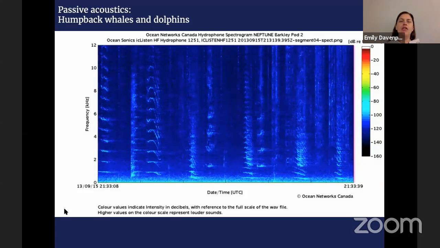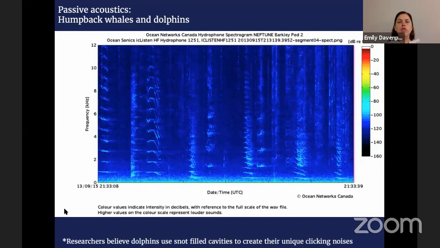Dolphins can do those squeaks and whistles, but they also can make clicks. Researchers believe that dolphins use a snot-filled cavity in their head to create these unique clicking noises. And the clicking is not only for communication, but also for finding food. It's called echolocation.